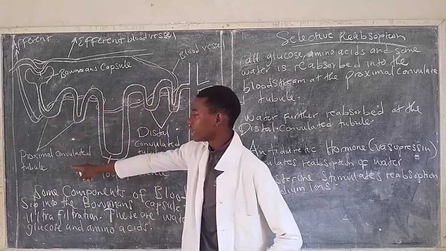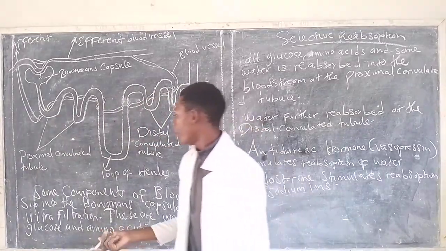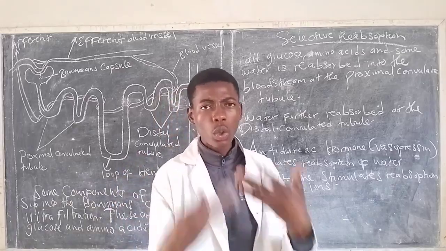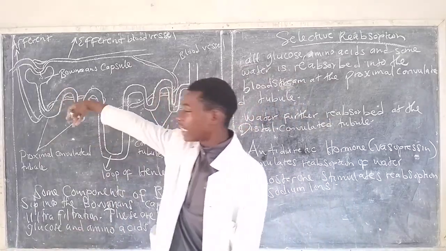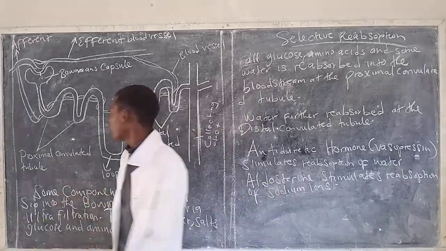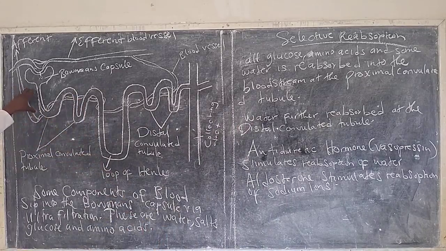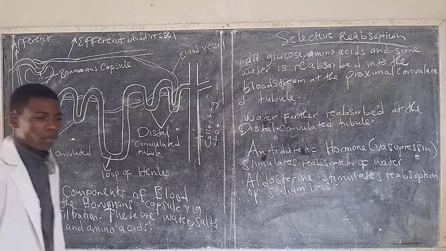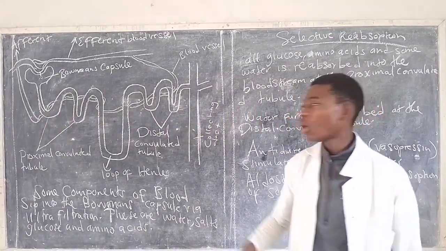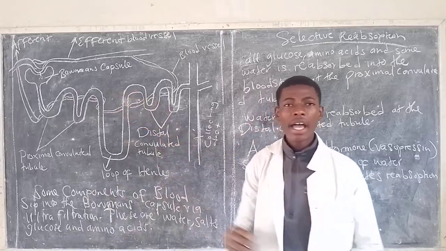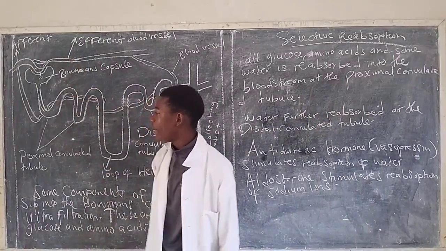When blood enters the Bowman's capsule, it moves and reaches the point which we call the proximal convoluted tubule. Remember I said that some materials such as glucose, amino acids, sodium ions are able to enter there. These materials are essential for a number of reasons. So at the proximal convoluted tubule, all the glucose as well as amino acids are reabsorbed back into the bloodstream because they are required by the body.